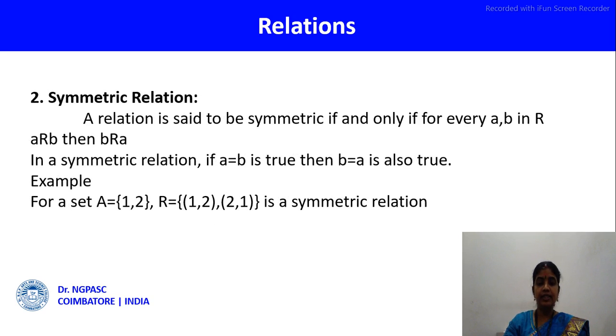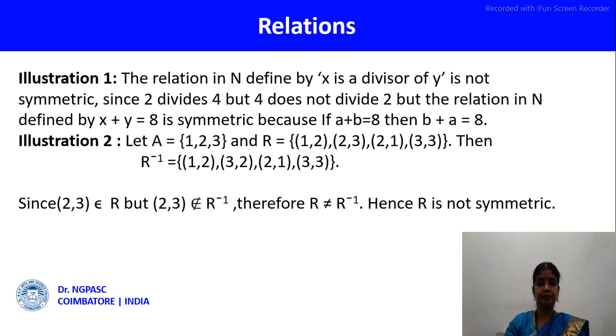Symmetric relation. A relation is said to be symmetric if and only if for every (a, b) in R, if a is related to b, then b is related to a. For example, A equals {1, 2}. The relation defined by R equals {(1,2), (2,1)} is symmetric because 1 is related to 2, then 2 is related to 1. So it is a symmetric relation.